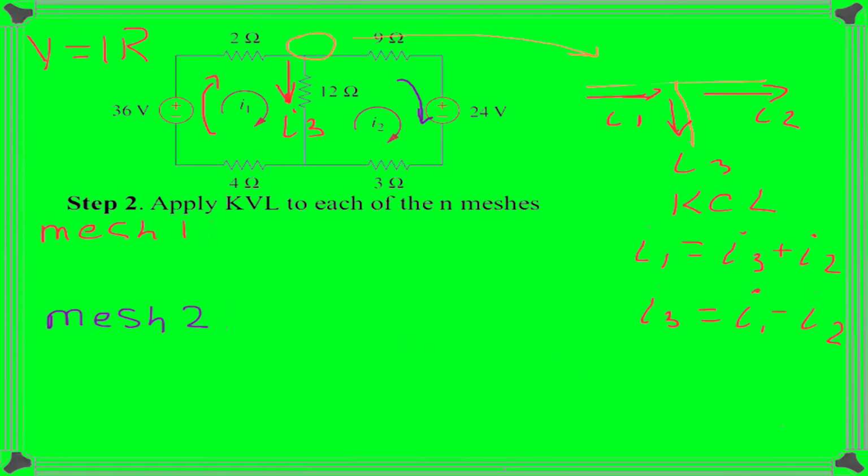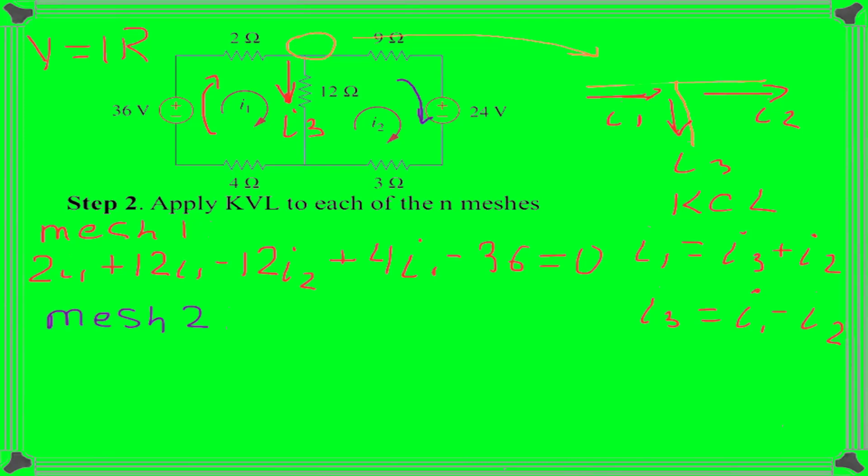And again, start with 2 ohms. We have 2 I1. Then instead of writing 12 I3, we can write plus 12 I1 minus 12 I2. Then going to 4 ohms resistor, it will be plus 4 I1 and minus 36 equals to 0.